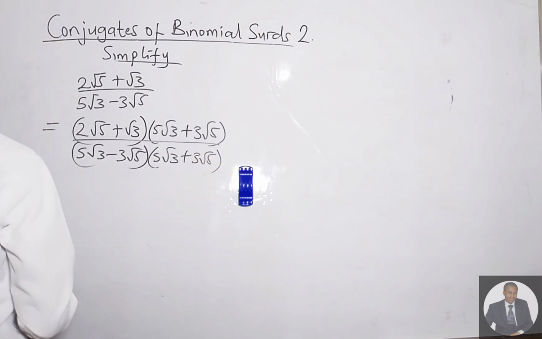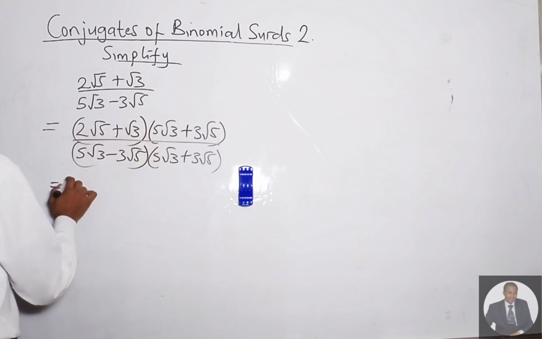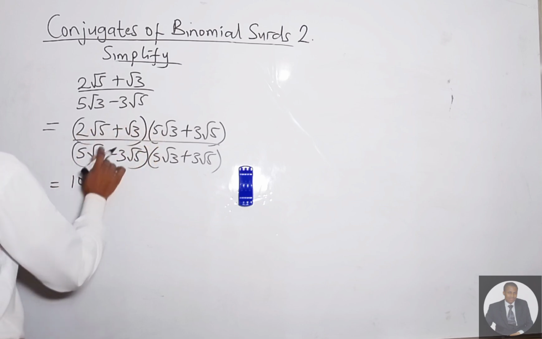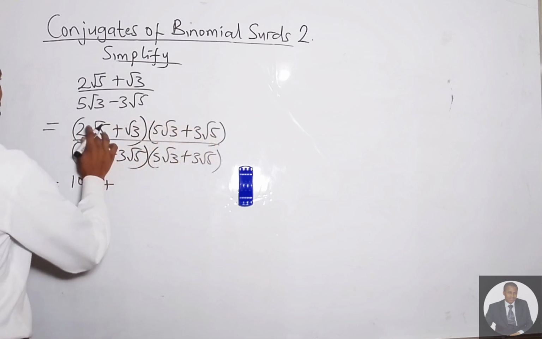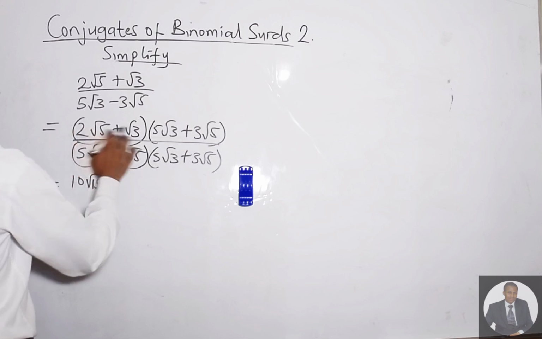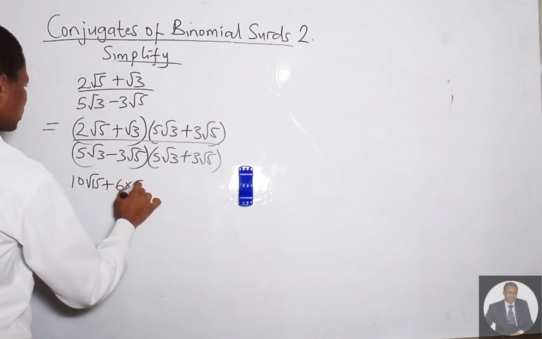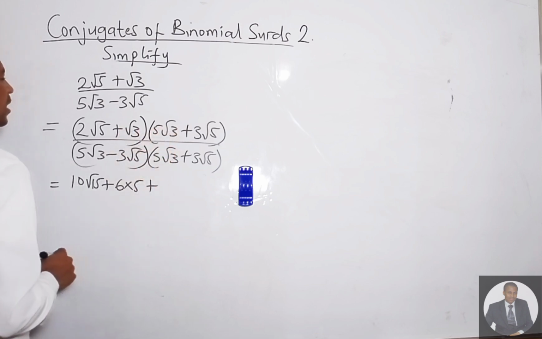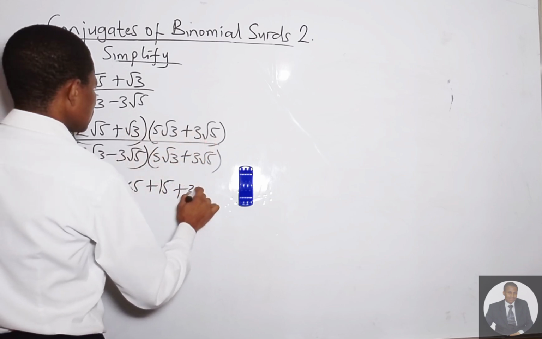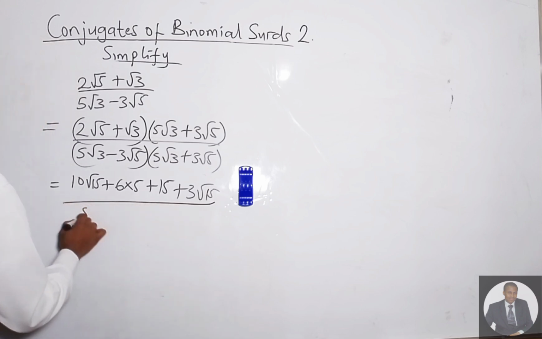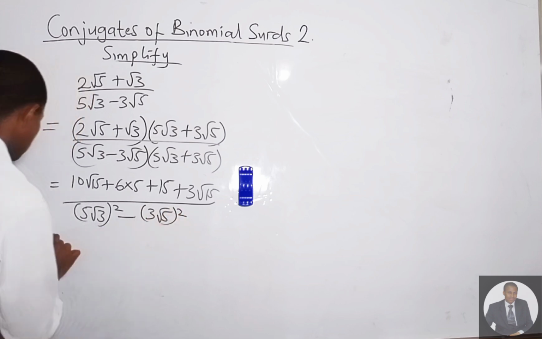So now let's expand. 2 root 5 times 5 root 3, that's 10 root 15, plus 2 root 5 times 3 root 5, that's 2 times 3, 6, 6 times 5, because root 5 times root 5 is 5, that's 30. Root 3 times 5 root 3, that's 5 times 3, 15. Plus root 3 times 3 root 5, that's 3 root 15, all over (5 root 3) squared minus (3 root 5) squared.